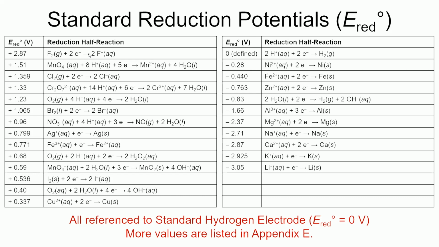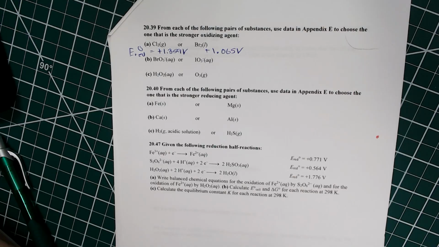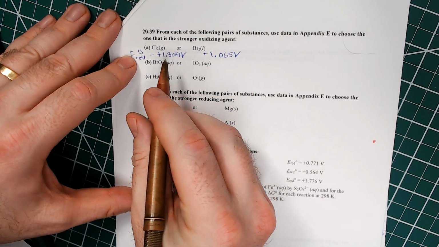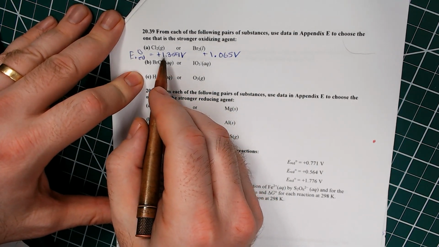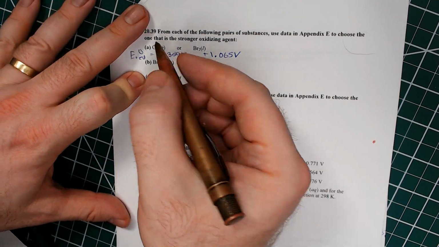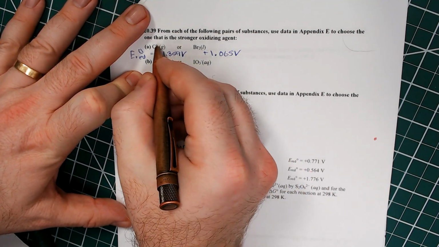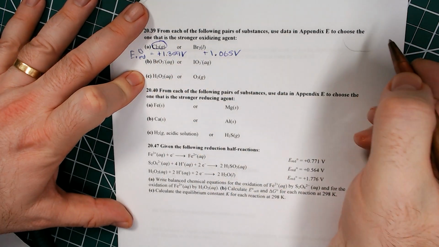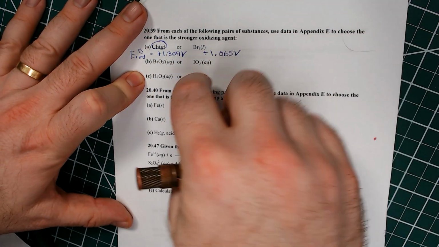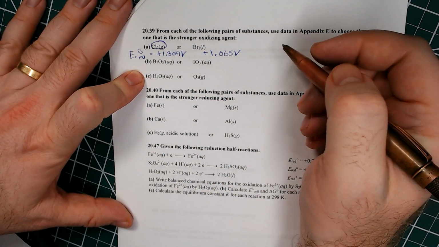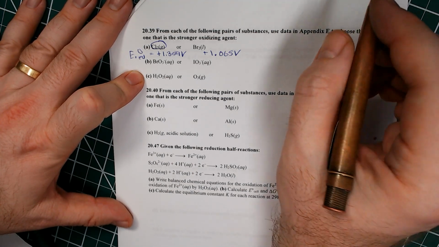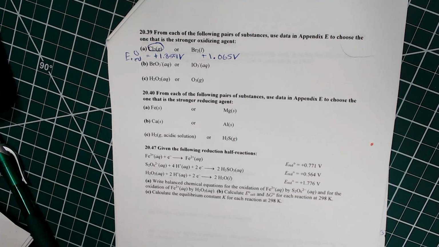1.065 volts. So now when we come back here, since chlorine has a larger positive reduction potential, that means chlorine is the stronger oxidizing agent. So the more positive, the stronger the oxidizing agent. Okay, I think we're going to have to break out the full Appendix E because there's just not all of them on here.